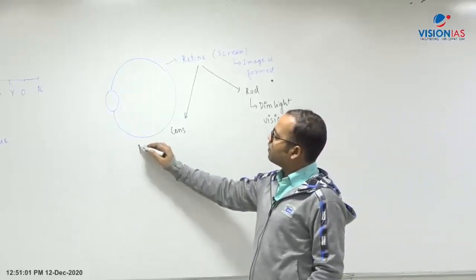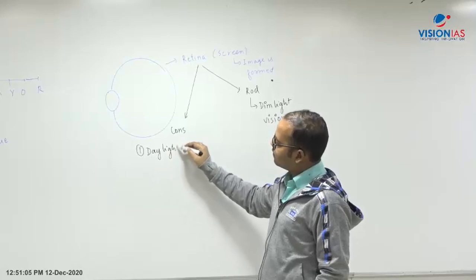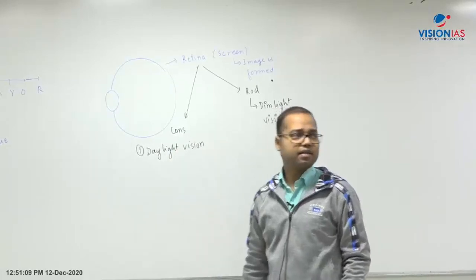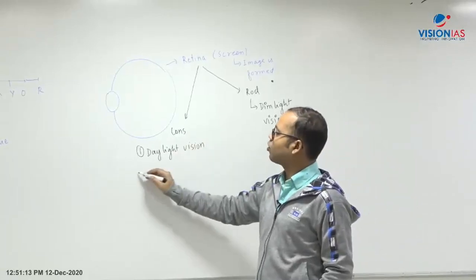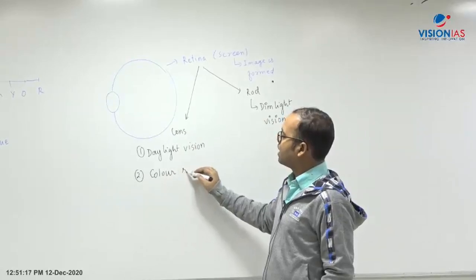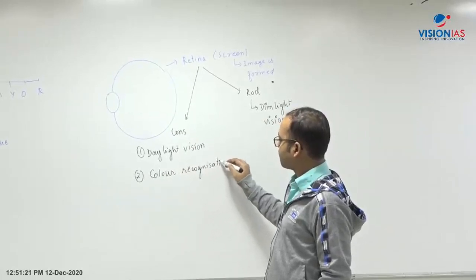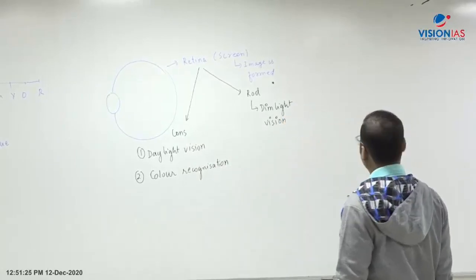Cones are responsible for two things. First is your daylight vision. So if you are able to see in light, it is because of the cones. And C for cone and C for color. So they are responsible for color recognition also.